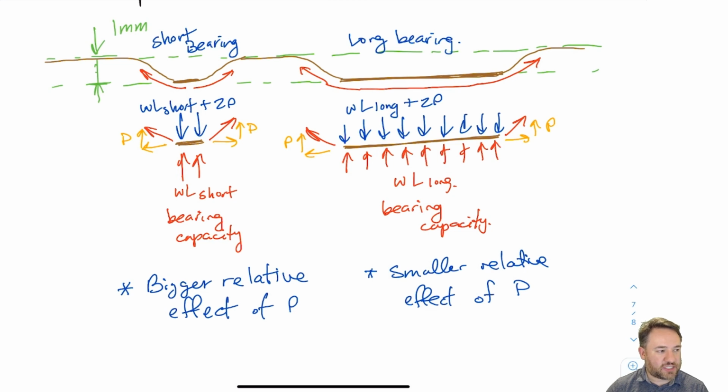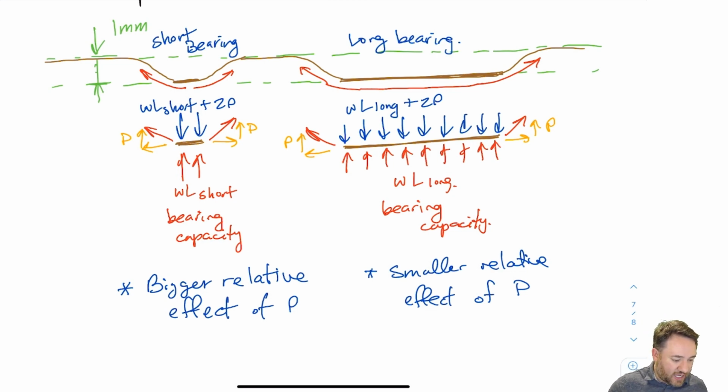So 2P is quite a bit smaller than WL long, but as I get shorter and shorter, that trampoline force becomes more and more of a percentage of the total resistance. And if it was 50% of the total resistance, then that would mean that I could basically take double the force for the short bearing capacity than I could for a very long one. So if on the left, 2P and WL short were the same value, then I'm basically doubling my resistance by taking into account this trampolining effect.